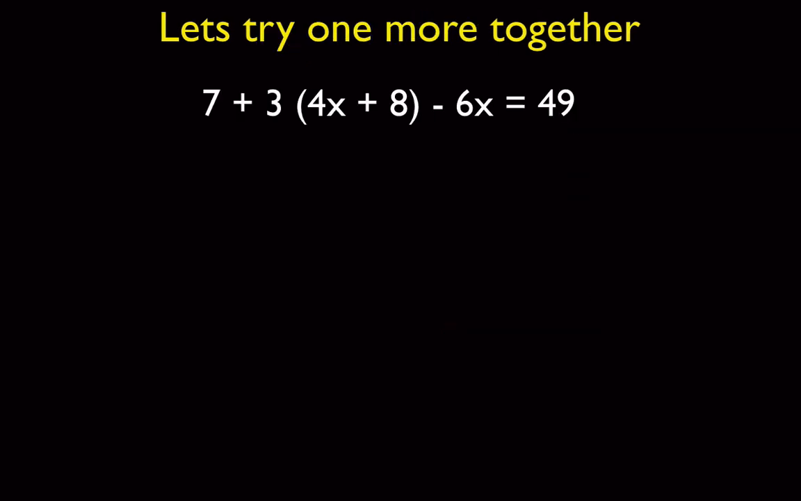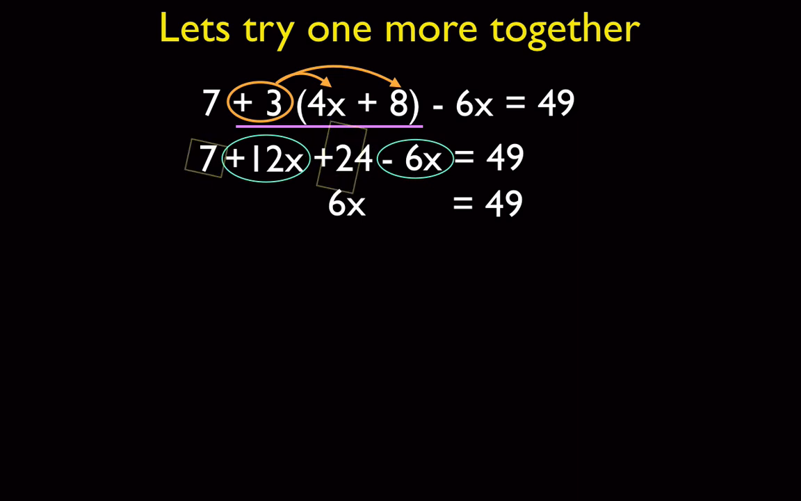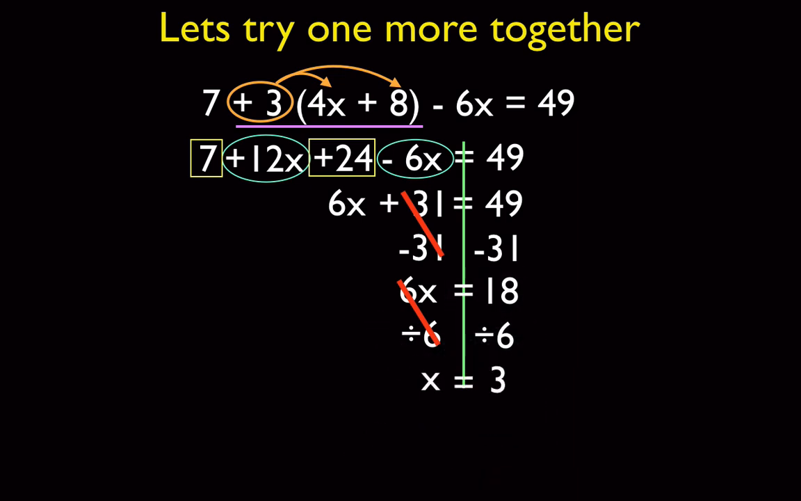Let's try this one together. Again, identify first your distributive property part. Circle the symbol outside, including the plus sign, even though it's a plus. Multiply, bring everything else down. Multiply the 3 times 4 and the 3 times 8. Now we combine like terms. I've got 2 sets of x's, which make 6. 2 sets of numbers, which make 31. Two-step equation. Subtract 31 from both sides. Divide by 6. And you're set.